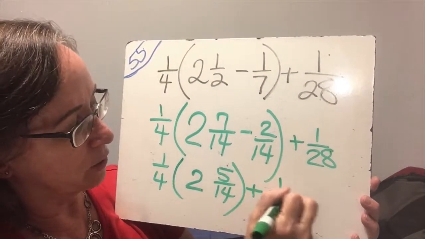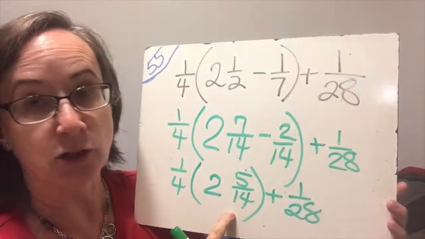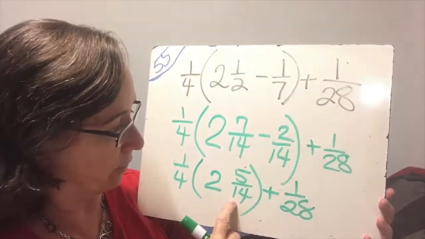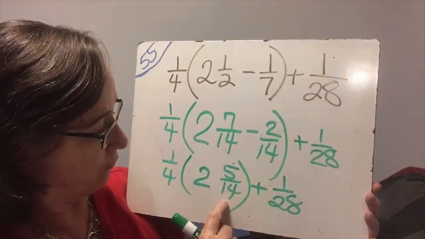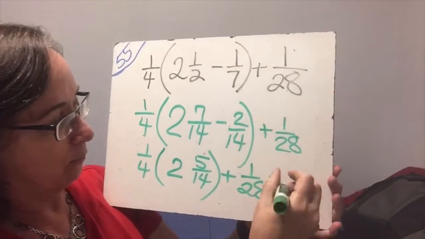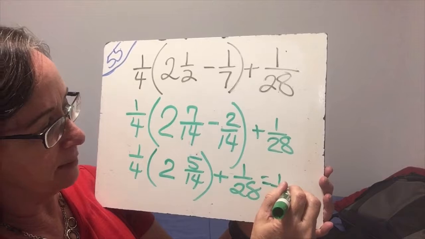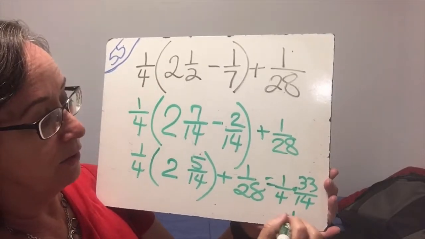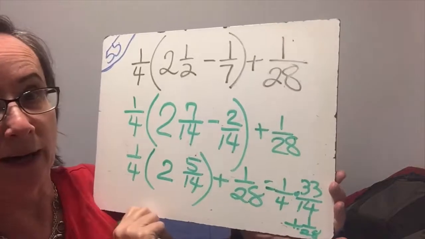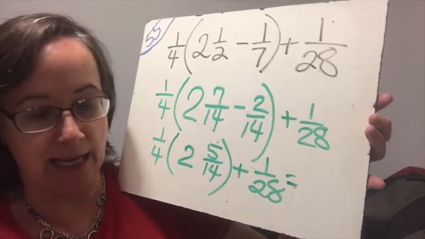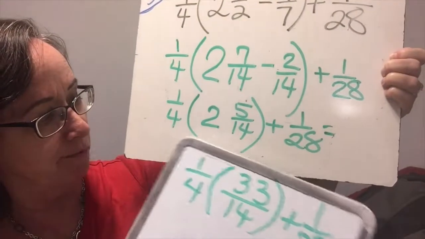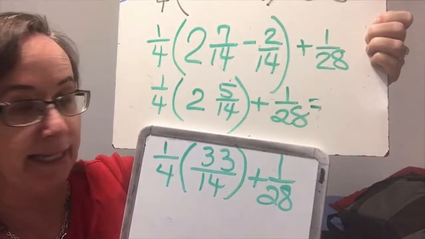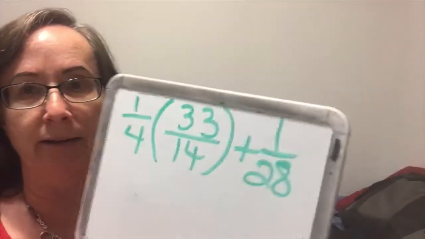So now I'm going to have to go ahead and turn this into an improper fraction. So 2 times 14 is 28, plus 5 is 33. Okay, so this is going to be 33/14 times 1/4. So we're going to have 1/4 times 33/14 plus the 1/28. So I'm going to get a new board because we're out of space. So here was our last line before I turned the 2 and 5/14 into a 33/14. So now I've got it written correctly here with the 33/14. So now we'll put that board down and just work with this one.